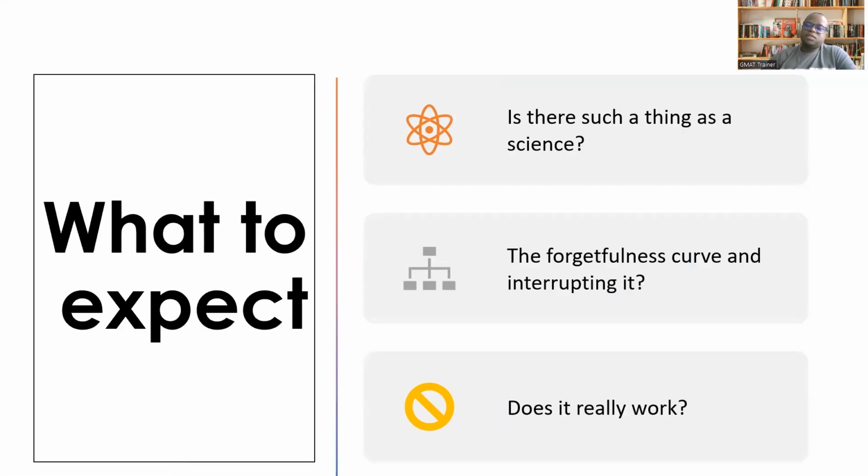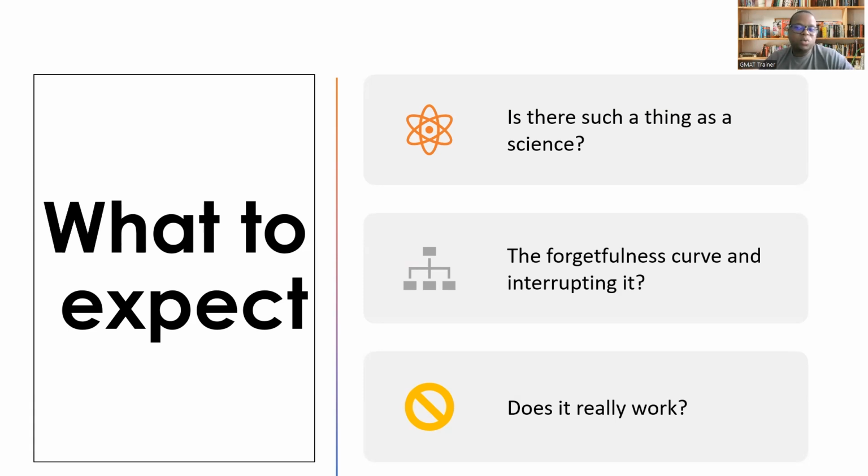So what do you expect? First of all, I'd like to know, is there such a thing as a science, or is it just talking? Okay, this is science. At the same time, we also want to look at the forgetfulness curve and how to interrupt it, and does it really work? And if you ask about the science, is there proof that there are effective techniques that exist out there? That is one that we'll be looking into.